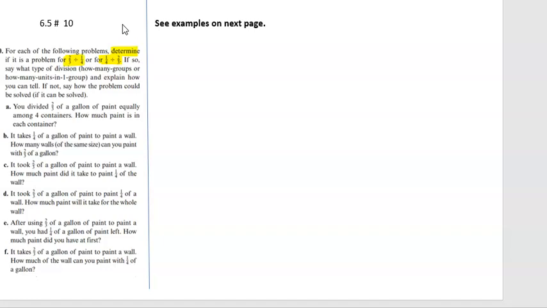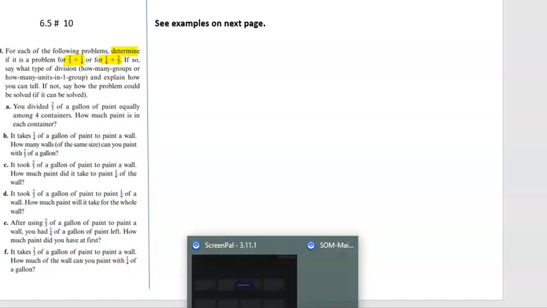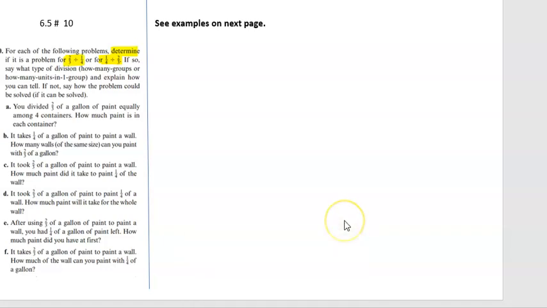We did very similar homework problems in chapter 5, where we were given a word problem and asked to determine whether it can be solved by multiplying these two fractions. First we need to do that, and then if it is a division of fractions, we need to determine which type of division it is, whether it's how many groups or how many units in one.